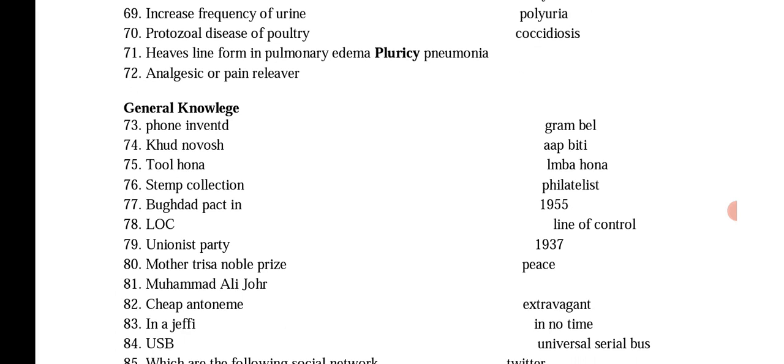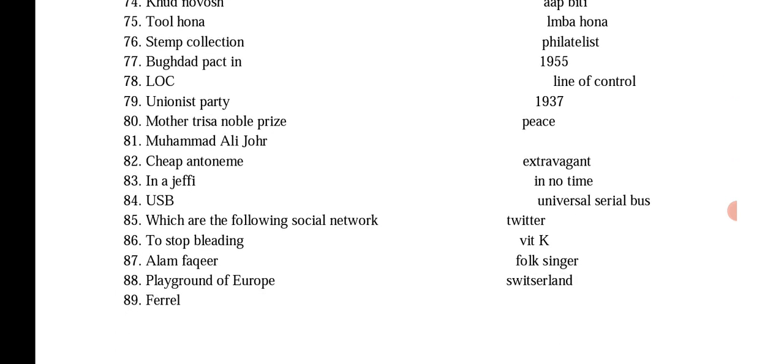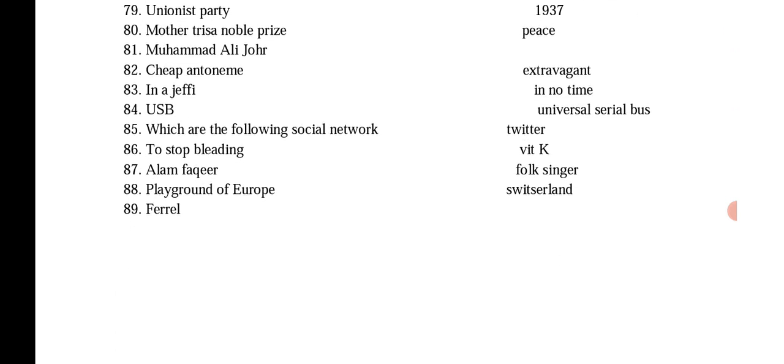Baghdad Pact was in 1955. LOC stands for line of control. It is between Pakistan and India. Unionist Party was made in 1937.